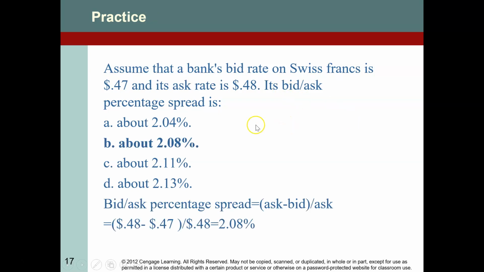Okay, here, the right answer should be B. So the bid-ask percentage spread is the higher ask price 0.48 minus the lower bid price 0.47 divided by the ask price, 0.48. So we have B.